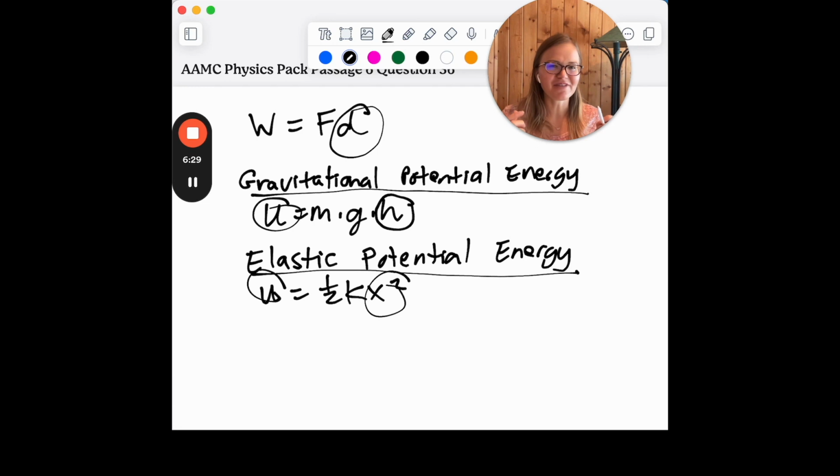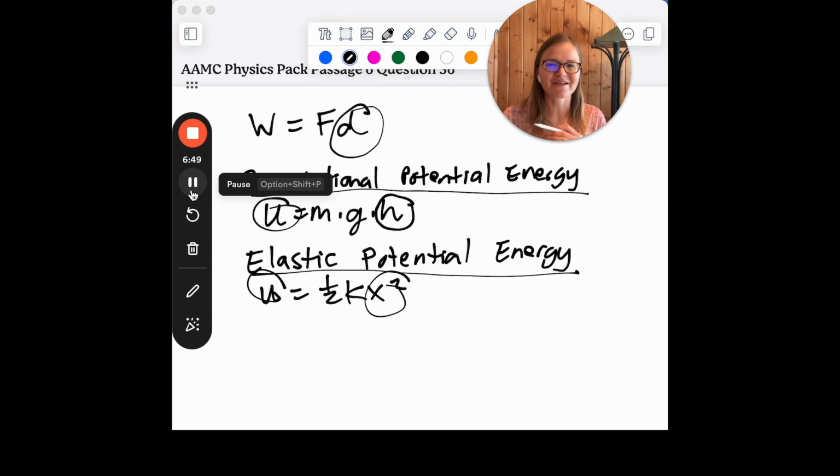And a good example of this is jumping on a trampoline. When a person jumps on a trampoline, they're compressing the springs that are connected to the fabric of the trampoline. And then that energy of them jumping and compressing the springs gets stored in the trampoline. And then you can use that energy to then rebound the person upwards.